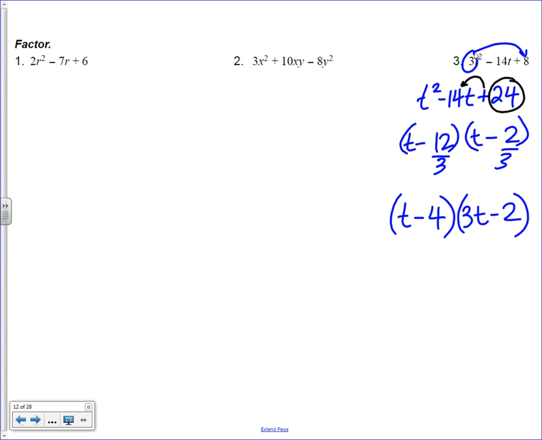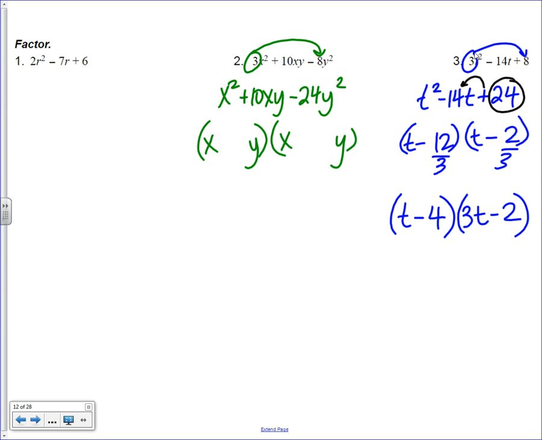GCF? No. Start with a 1? So slide it. So x squared plus 10xy, you said 24. Okay. What are we going to start our binomials with? What are we going to end them with? Okay. You're looking for factors of 24 that will subtract to 10. 12 and 2 again. I know. Symbols will be different, and the bigger one will be positive.